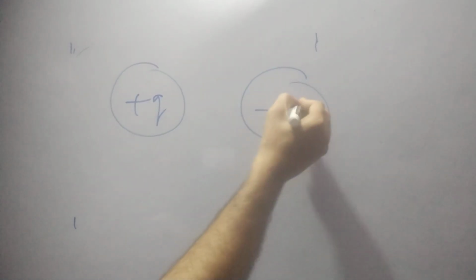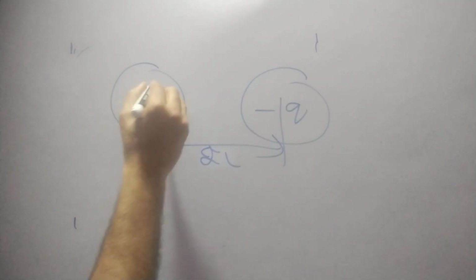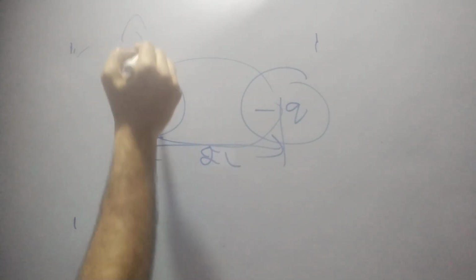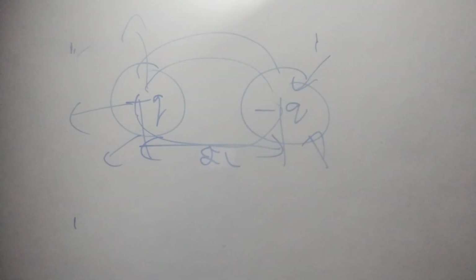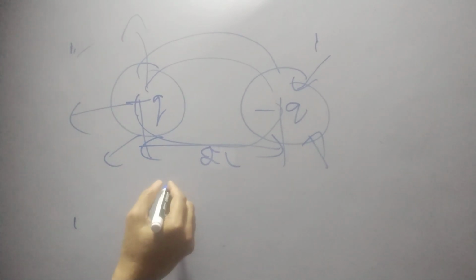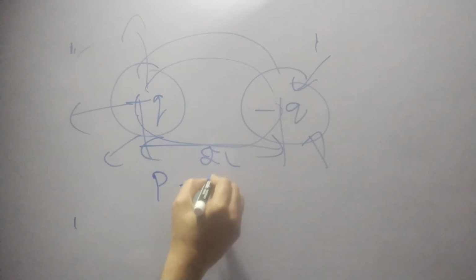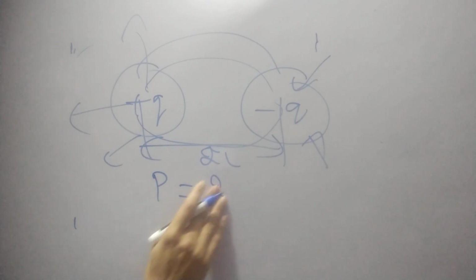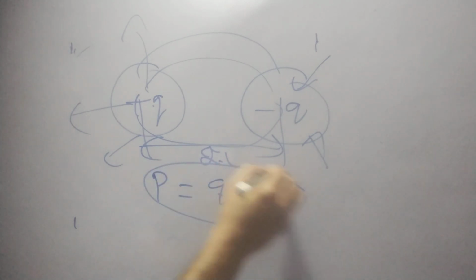So whenever charges of equal magnitude but opposite in sign, this one plus q, this minus q, separated by 2L, right? This is a dipole, because here a strong electric field will be there like this, okay. So this is a dipole, right? And dipole strength you can find. Dipole strength P equals, meaning how much strength is there here. So P equals charge Q into distance. So this is known as dipole strength, okay.